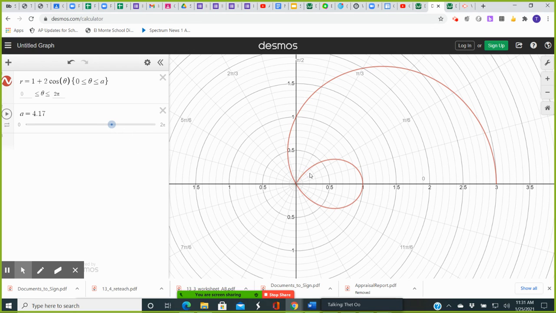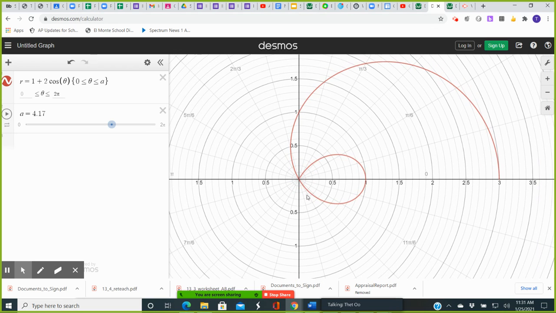So you can see that the inner loop is bounded by the graph of our polar equation and the radial lines theta is equal to 2 pi over 3 and theta is equal to 4 pi over 3. Let me go back again. You can see here, this is where theta is equal to 2 pi over 3. The inner loop starts getting sketched. Here theta is equal to pi, and here theta is equal to 4 pi over 3.